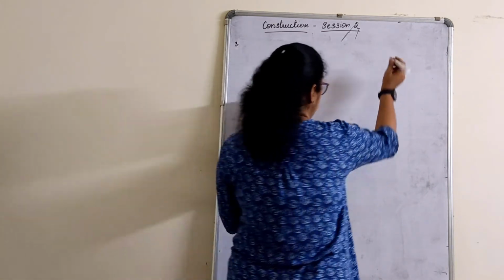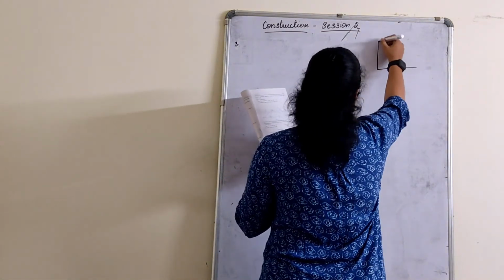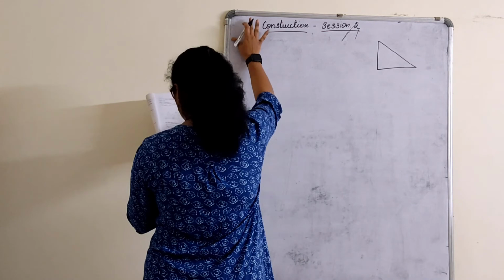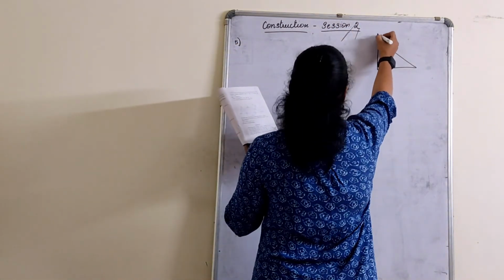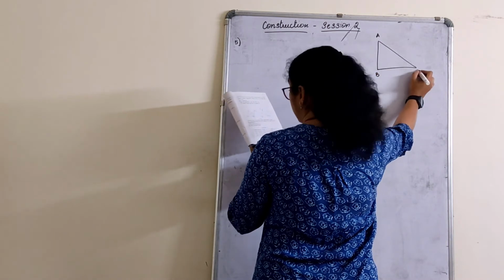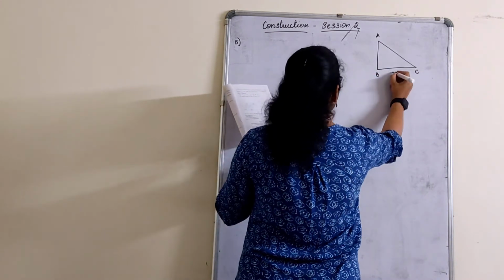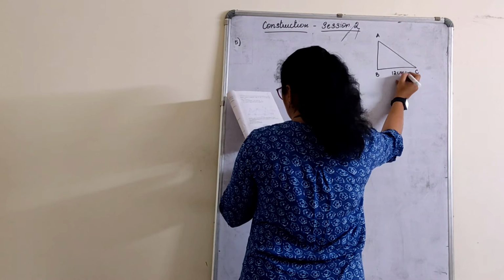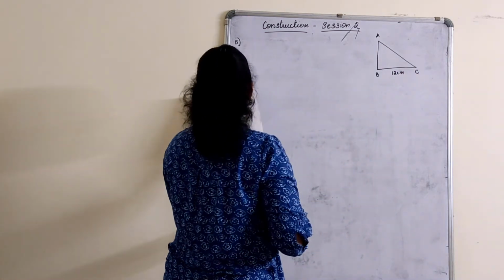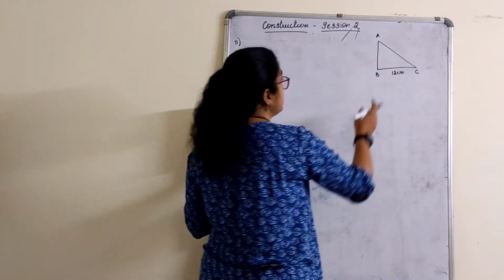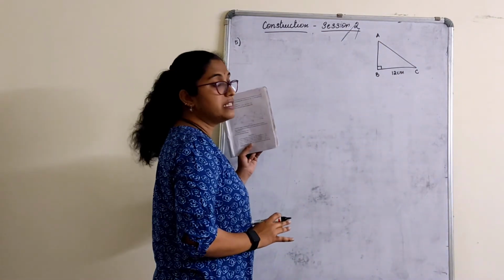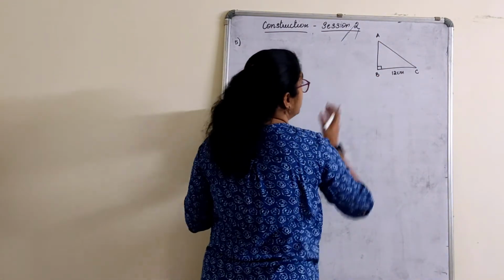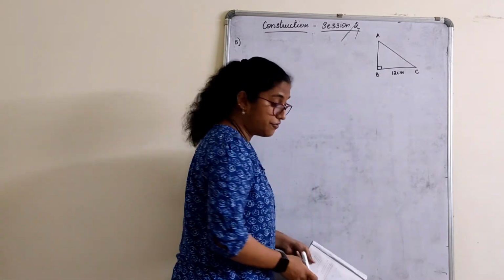Construct a right angle triangle. So whenever they say it's a right angle triangle, please draw a right angle triangle. Let us consider ABC is a right angle triangle whose base is 12 centimeter and sum of its hypotenuse and other side is 18 centimeter. So it's like again sum of the sides part.